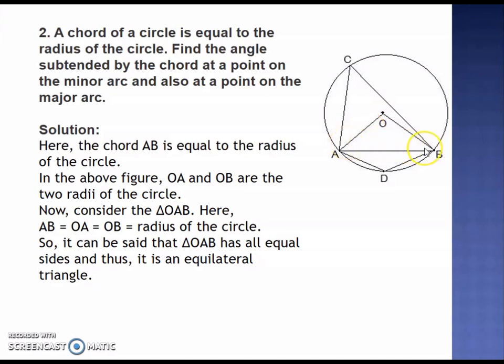So this chord AB, now it subtends on the minor arc angle ADB. That is, in the minor arc you will take any point and you will join A and B to that point. So the angle that is formed, that is the angle subtended by this chord AB on the minor arc. Then take any point on the major arc. So I have taken the point C and joined it to A and B. So ACB is formed on the major arc, ADB is formed on the minor arc. So you have to find out both these angles.